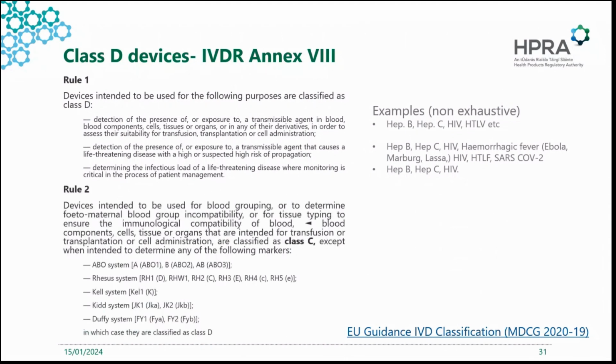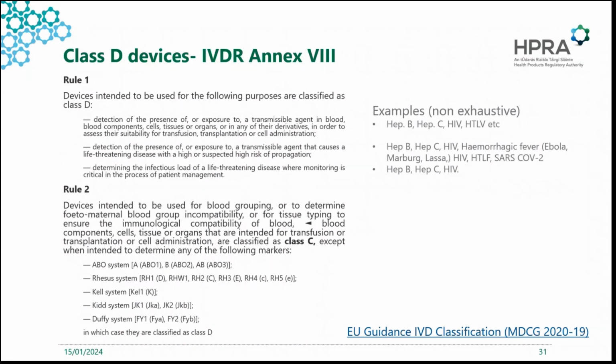The other rule where you could be creating a Class D device is Rule 2. And this says for devices intended to be used for blood grouping, to determine fetal-maternal blood group incompatibility, for tissue typing to ensure the immunological compatibility of blood components, cells, tissues, or organs that are intended for transfusion or transplantation, cell administration. So if it's any of those purposes, they're Class C, unless it's for any of these specific markers that are listed. So if you're using it for that purpose with the ABO, RhD system, Kell, Kidd, or Duffy system, they're Class D. If you're not looking at those systems, then it's not Class D.